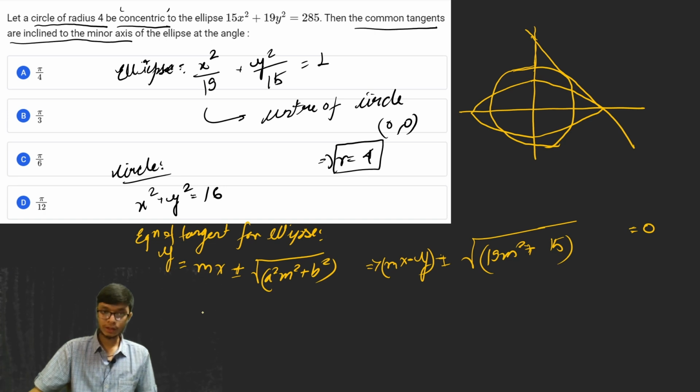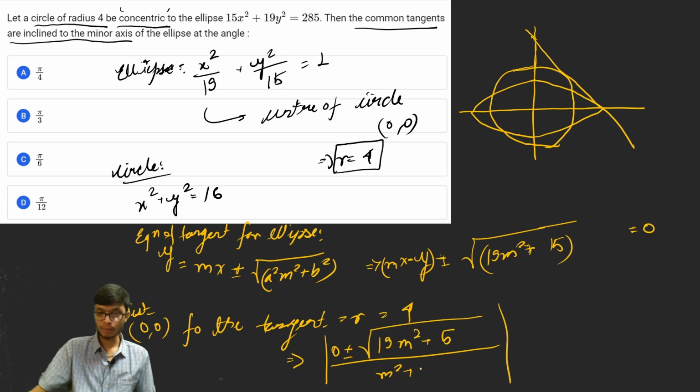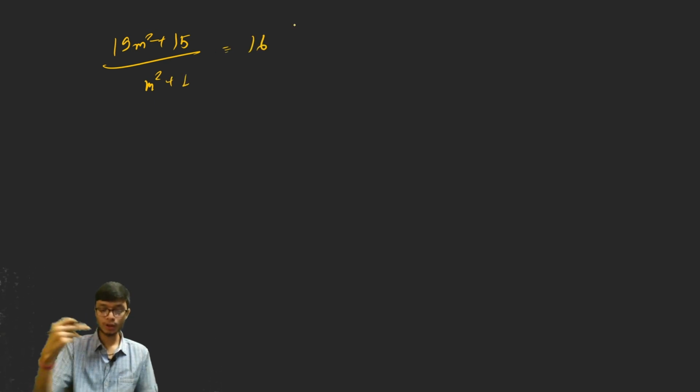Also, I know that the perpendicular distance from the point (0, 0) to the common tangent is equal to the radius, that is 4 units. If I put the perpendicular distance, it will be plus or minus root under 19 m square plus 15, divided by square root of m square plus 1, and that is equal to 4. So if I solve, 19 m square plus 15 divided by m square plus 1 is equal to 16, because I take the square of both sides.